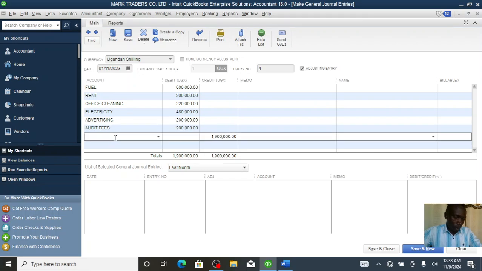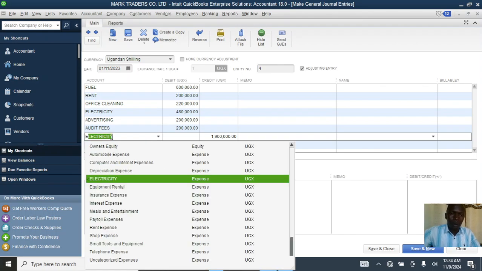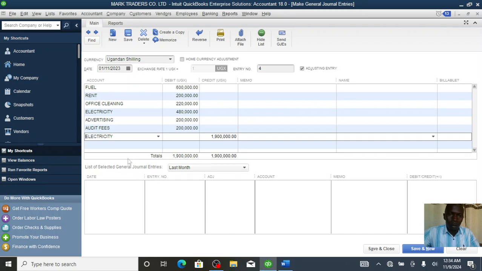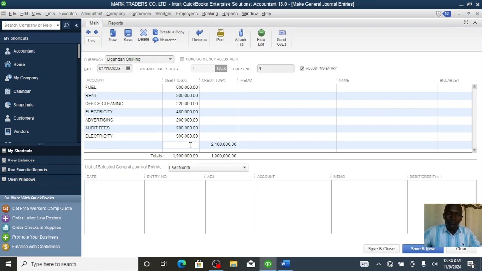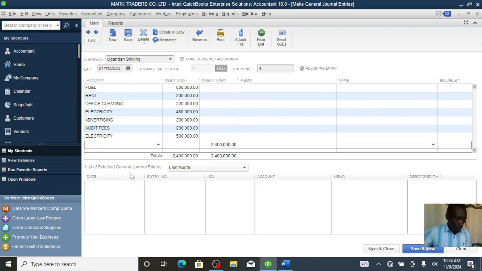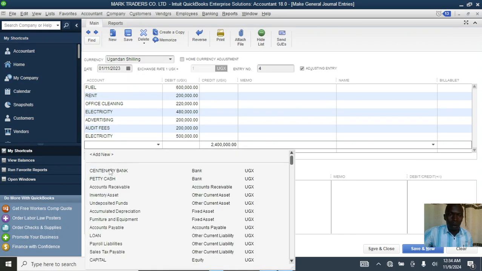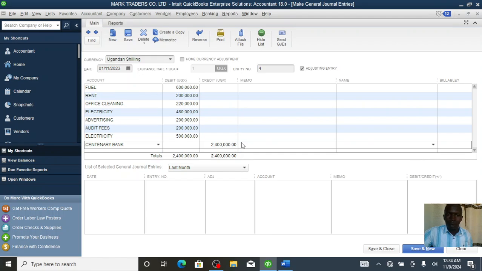The next, electricity. The amount is 500. So we are going to credit bank, which is Centenary, with that amount, and then we save and close.